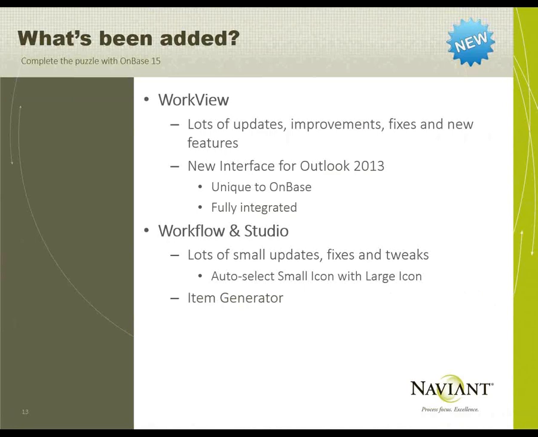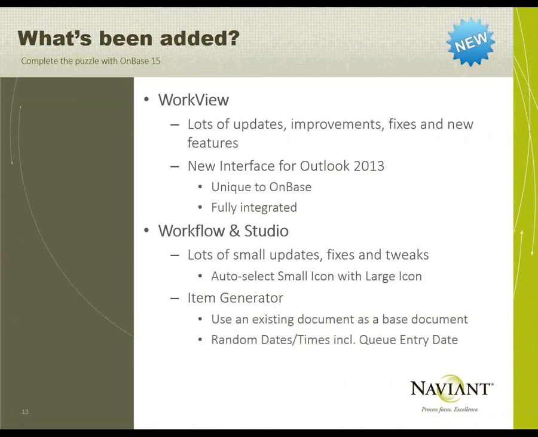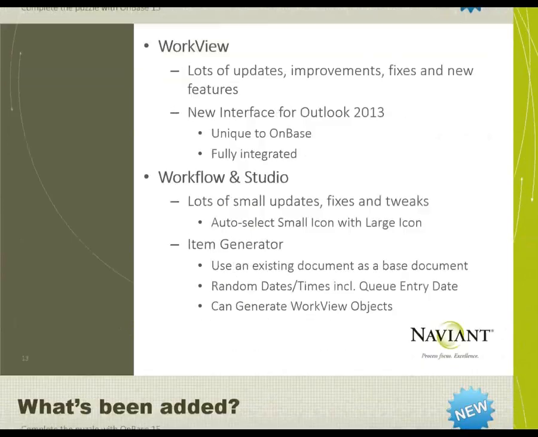Correct. More major, the item generator has gotten some upgrades in 15. You can now use an existing document as a base document for generating items. And you notice it's called item generator, as it can now generate WorkView objects and drop them into workflow queues. Along with another major change being random dates and times, including document date, any date time keyword, and queue entry date critically. So if you're doing queue entry date math in your workflows, you can now test that math with the item generator, which is excellent.